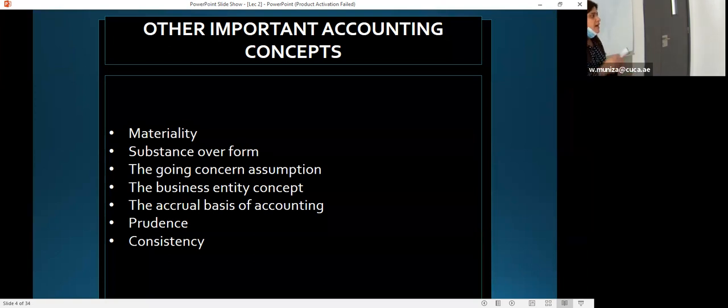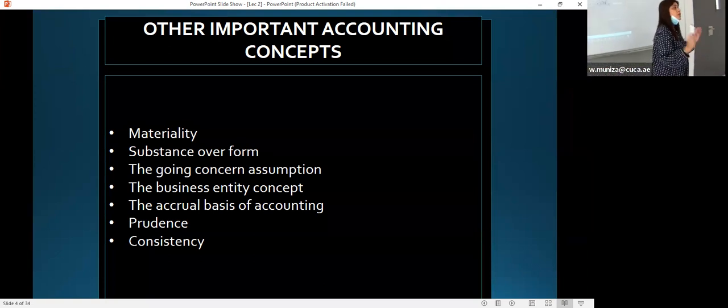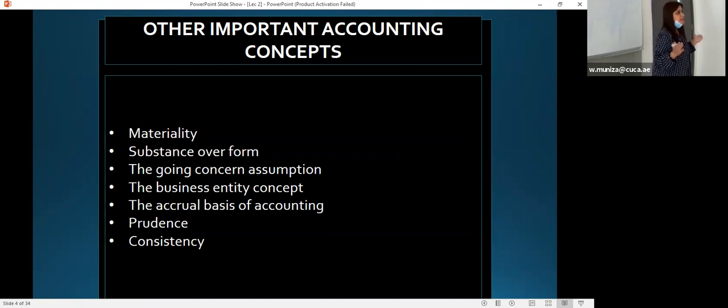Whether material or immaterial items are present, you are not allowed to skip any one of them from your financial statements. But material items are those that, if skipped, users are going to be affected adversely. Immaterial items, even if skipped, the users of the financial statements are not going to be affected in a bad manner. Got it? Okay, then, substance over form.